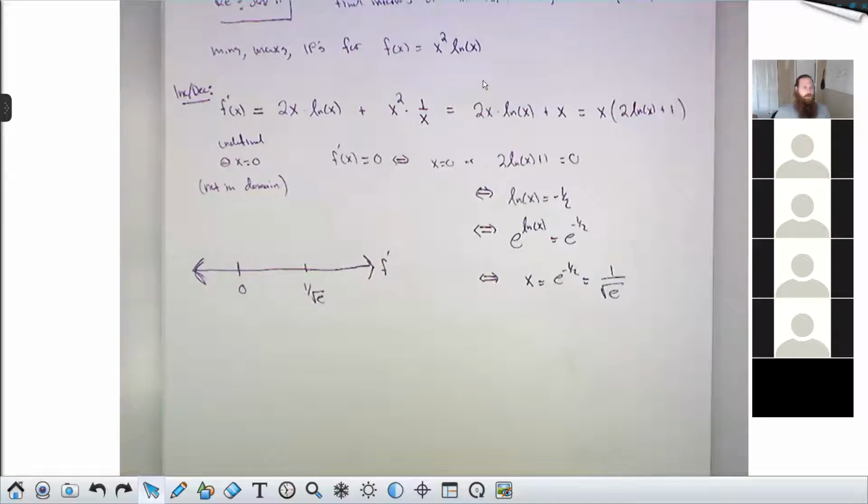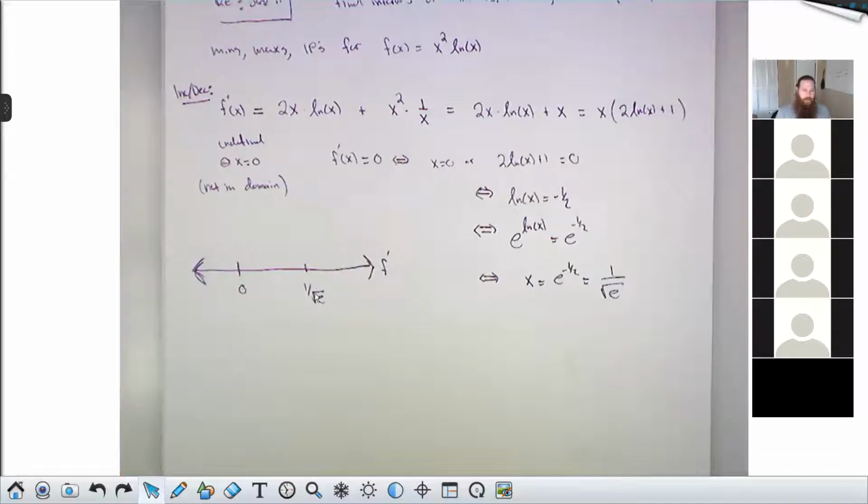Sure, yeah, you could leave it as e to the negative 1/2. That would be fine also. I can't test anything to the left of 0 because this thing is undefined if I try to plug negative numbers in because of the natural log of x. Between 0 and 1 over root e, it's a little tough to decide what sort of numbers to use there.